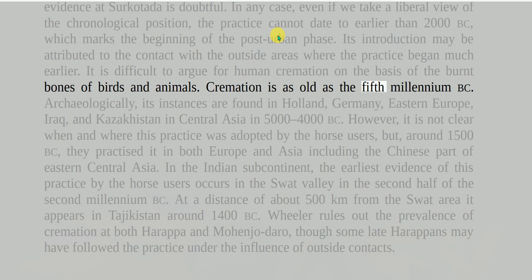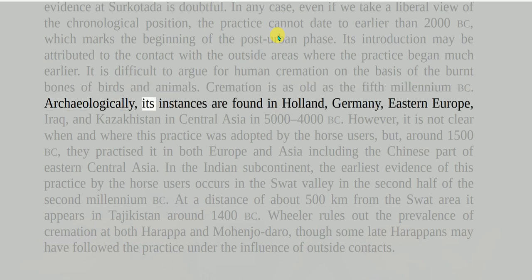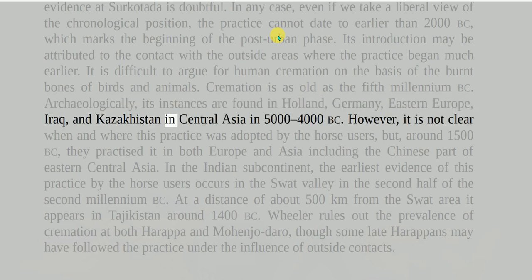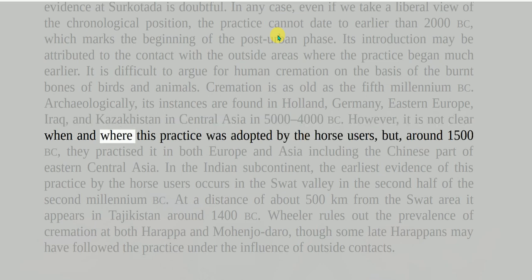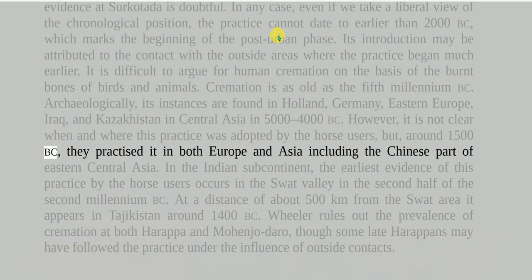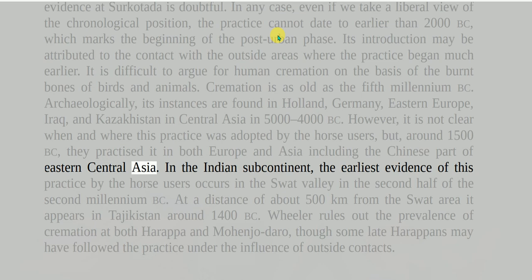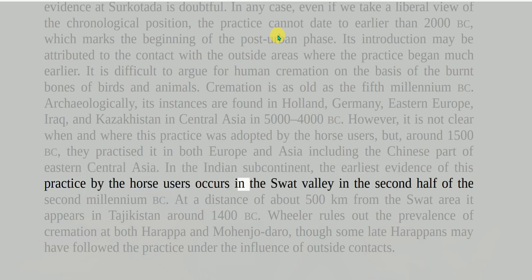Cremation is as old as the 5th millennium BC. Archaeologically, its instances are found in Holland, Germany, Eastern Europe, Iraq, and Kazakhstan in Central Asia in 5000–4000 BC. However, it is not clear when and where this practice was adopted by the horse users, but, around 1500 BC, they practiced it in both Europe and Asia including the Chinese part of Eastern Central Asia. In the Indian subcontinent, the earliest evidence of this practice by the horse users occurs in the Swat Valley in the second half of the 2nd millennium BC.